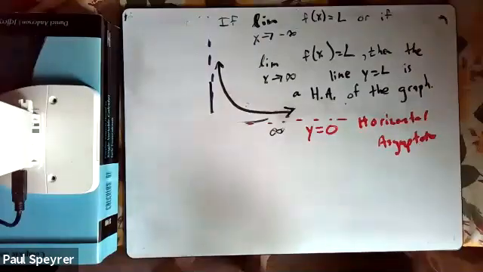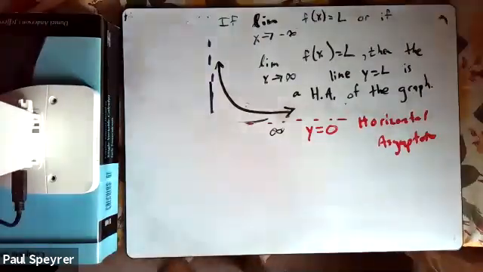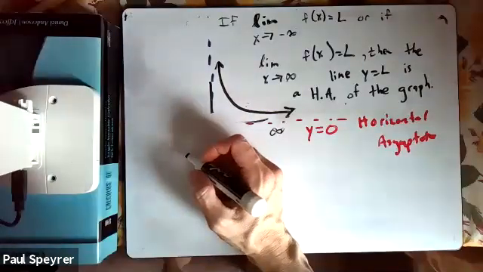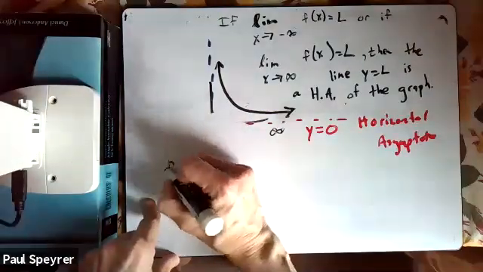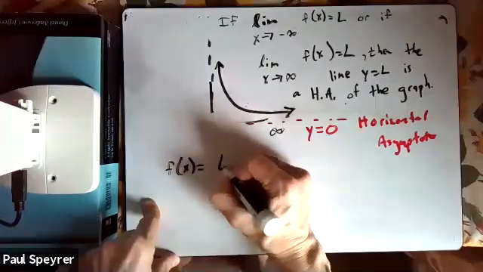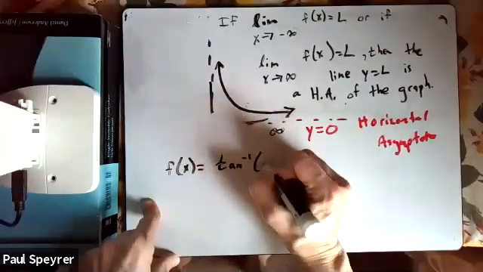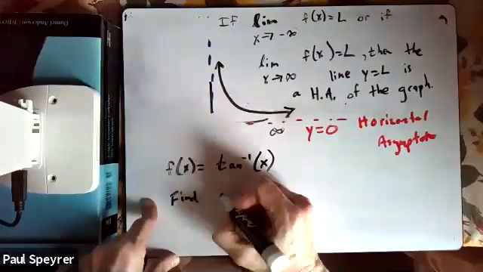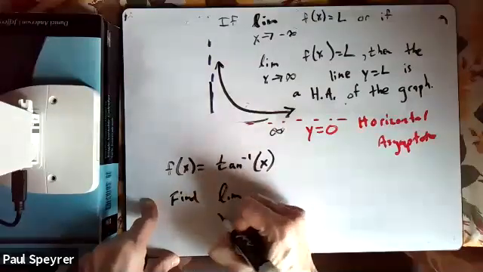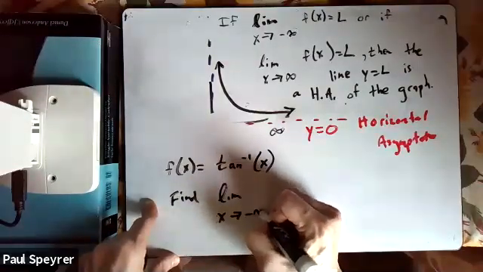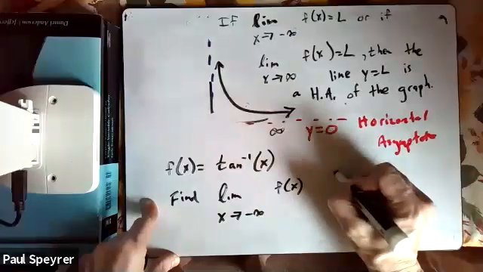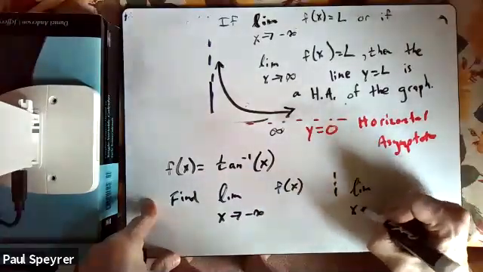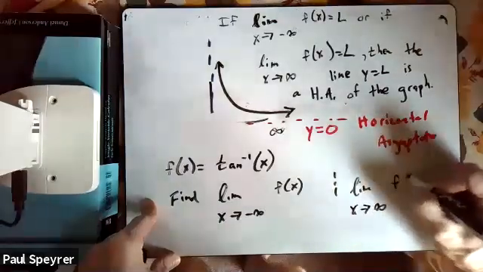Now, one that's important to remember, because it comes up in Calc 2, 3, wherever, is this one right here. If we have f of x equals arctan of x, and we want to find the limit as x goes to negative infinity of f of x, and the limit as x goes to positive infinity of f of x.